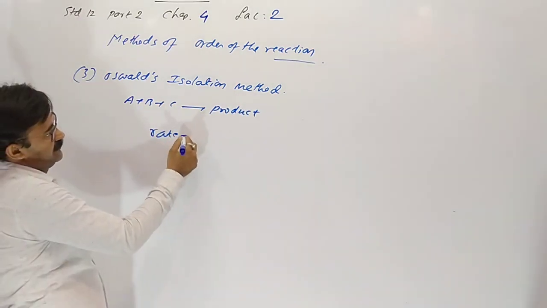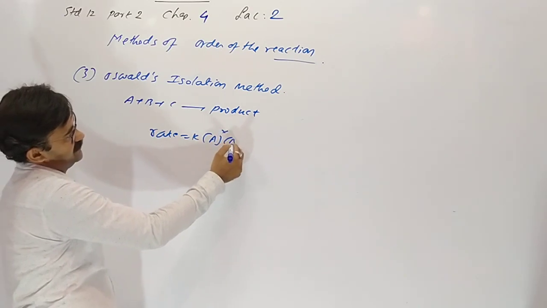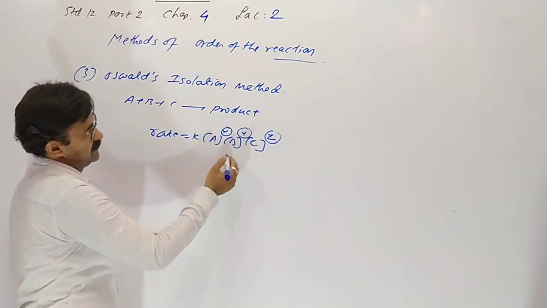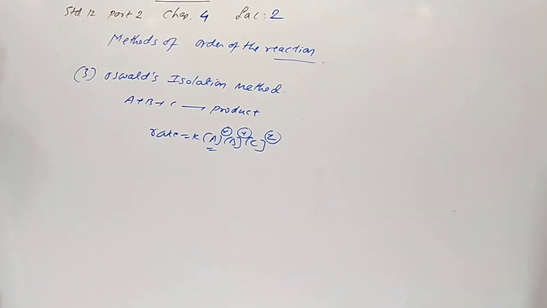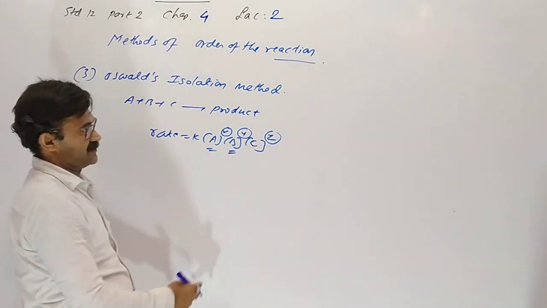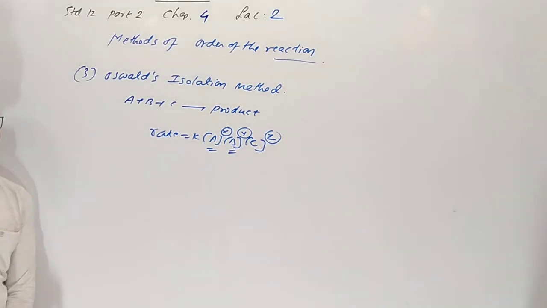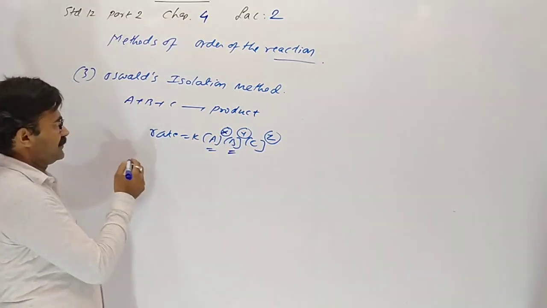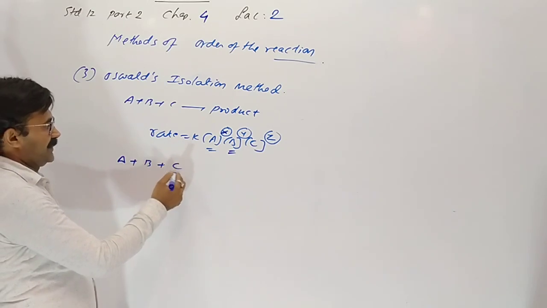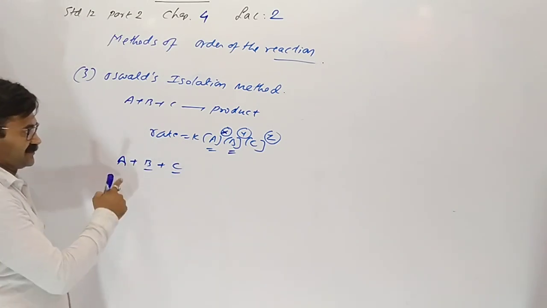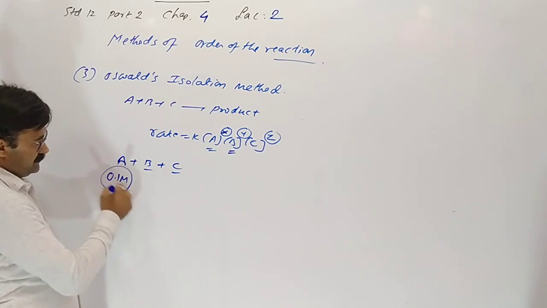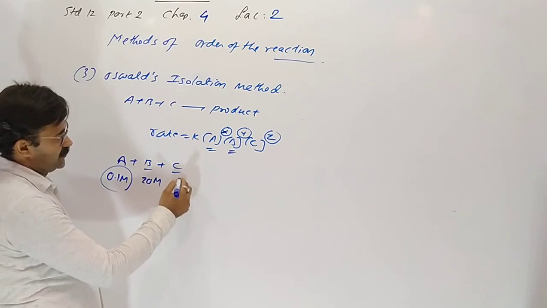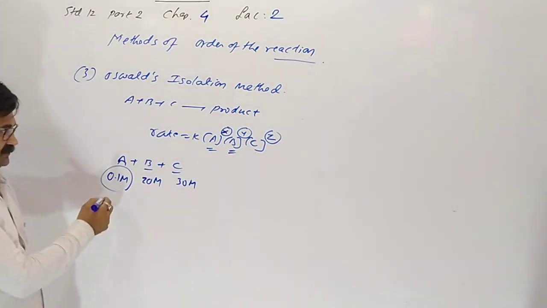Here the rate will be k[A]^x[B]^y, suppose [C]^z. We have to derive the orders: with reference to A, the order is x; with reference to B, the order is y; and with reference to C, the order is z. Understood? Now, how to get them? In this method, any one reactant out of the three should be taken at the lowest concentration. The remaining two we have to take at higher concentration.